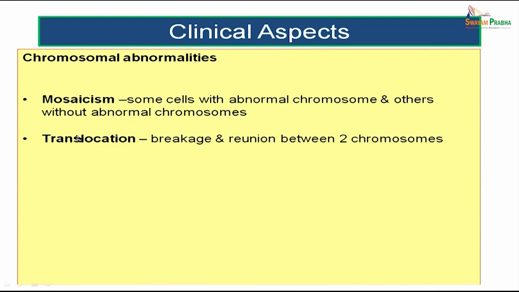Now, other chromosomal anomalies are mosaicism and translocation. So, what do you mean by mosaicism? Mosaicism is a condition where some of the cells will be abnormal and some cells will be normal. That is, if you take a group of cells from the same body, one group of cells will have some alterations in the chromosome pattern, whereas the other cells will remain normal. That is known as mosaicism. And translocation, the word meaning is, there will be some breakage of the chromosome and there will be reunion of the same. That condition is known as translocation.